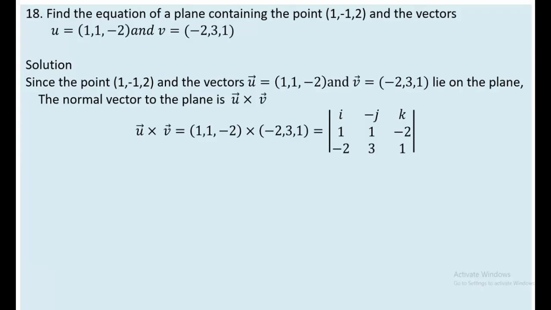So the cross product of u and v is going to be, as I tried to explain earlier, the determinant of i, j, k with 1, 1, -2 and -2, 3, 1, basically. And this is (1 + 6)i - (1 - 4)j + (3 + 2)k, and this makes 7i + 3j + 5k. So students, this is going to be normal to the plane.